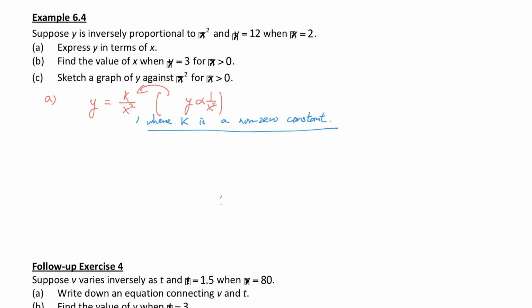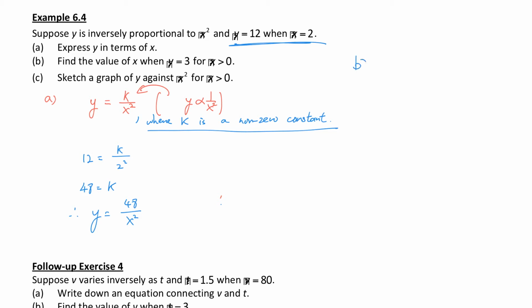Similar to the previous questions, I have one piece of information: when y is equal to 12 and x is equal to 2. So 12 is equal to k over 2 squared. It's 4, so 48 is equal to k. And y is equal to 48 over x squared.